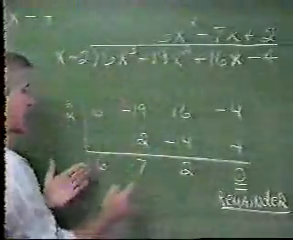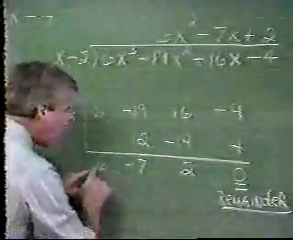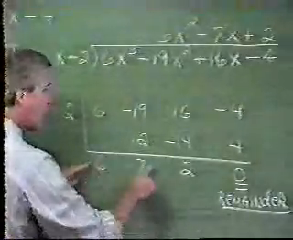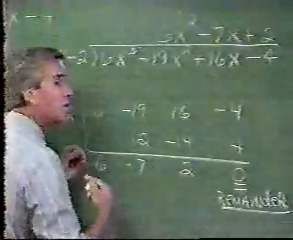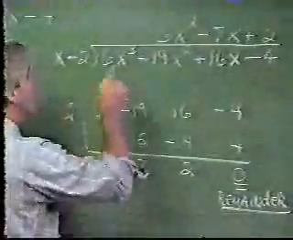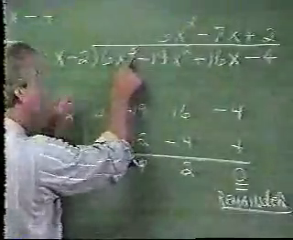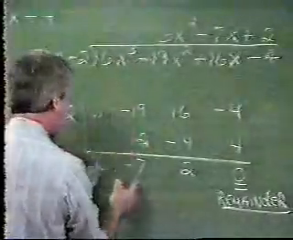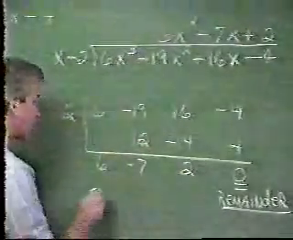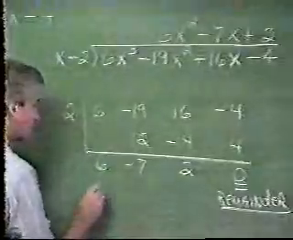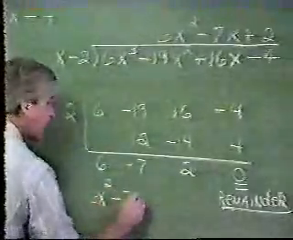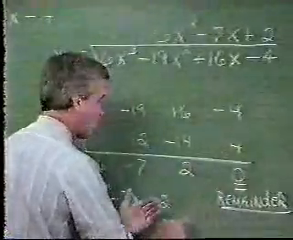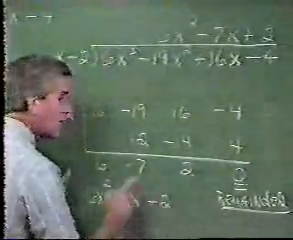Now, to identify the degree of the polynomial answer, we simply understand that the degree of our answer will be 1 degree smaller than the polynomial we divided into. We divided into 6x cubed, a third-degree polynomial. Our answer is going to be a second-degree polynomial. So this will be 6x squared minus 7x plus 2. And the remainder is 0, so we have nothing more to write here for our answer.